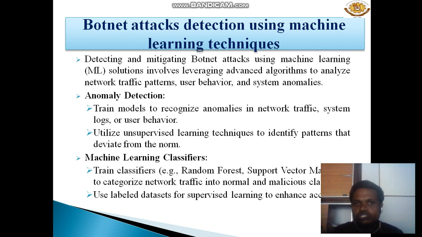So what are the solutions for botnet attacks? First, we go for detection, and the second is mitigation. Detection means the first part is anomaly detection, to recognize anomalies in traffic, logs, or user behaviors, using unsupervised learning techniques to identify patterns that deviate from the norm. Likewise, we implement machine learning classifiers like random forest and support vector machine to detect botnet attacks.